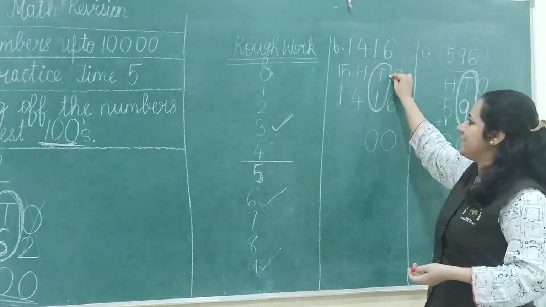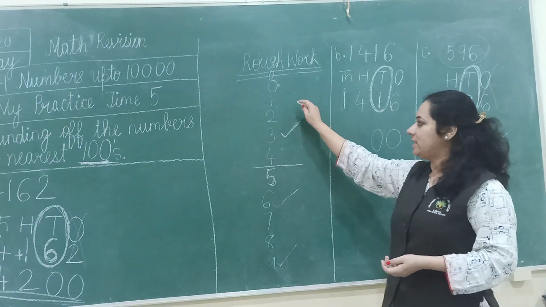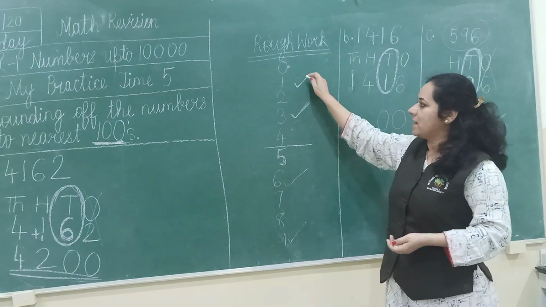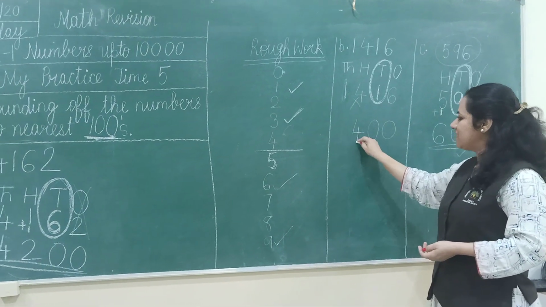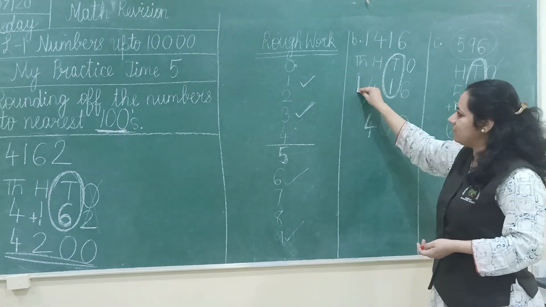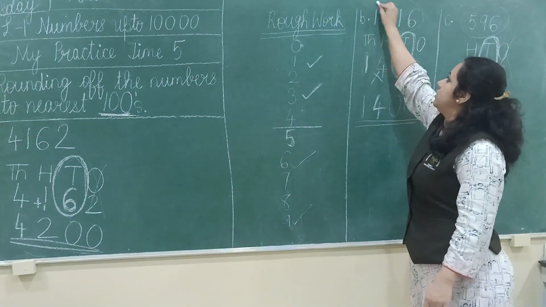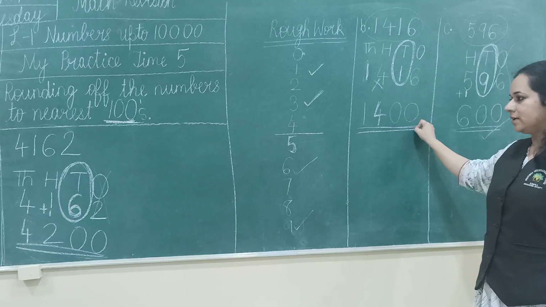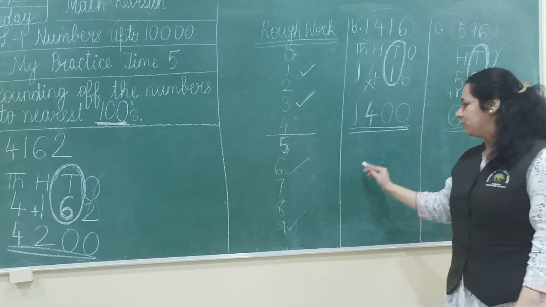Now is the number on the tens place less than 5 or bigger than 5? Number 1 is smaller than 5. We will not add any number here. 4 will remain as it is. This 1 will come as it is. So the rounding of the number 1416 to the nearest 100 is 1400.